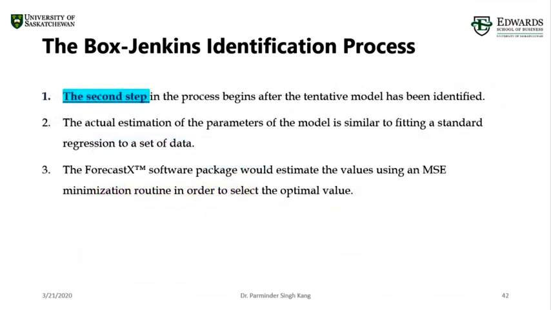The next step is to identify the parameters, or the weights, for the AR and MA components. In this case, the MA component is 0. We're not using MA, so we end up with ARIMA(1,1,0). But for the AR component, we need to identify the weight for the first lag. For that, we're going to use ForecastX.